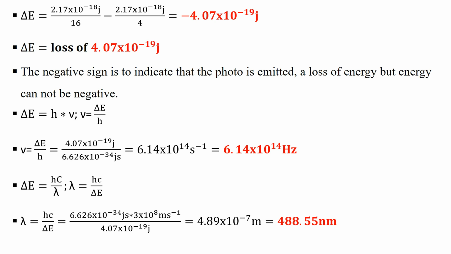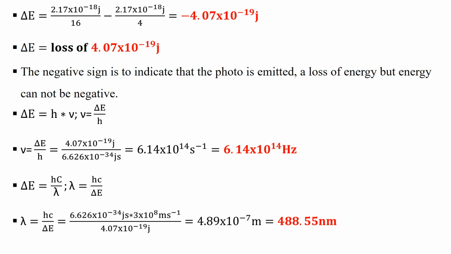The negative sign indicates that the photon is emitted, which means we have a loss of energy. But normally the energy cannot be negative. We can calculate the frequency. The frequency is equal to the change in energy divided by the Planck constant. Replacing the values, we have 6.14 times 10 power 14 hertz as the frequency.